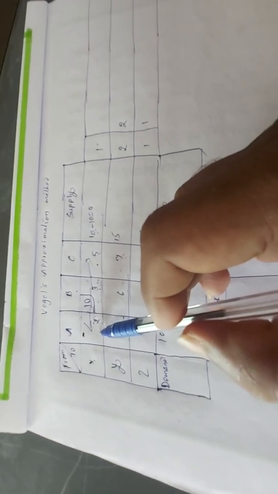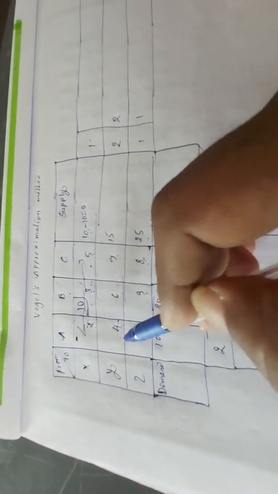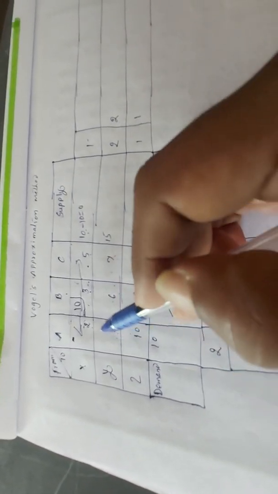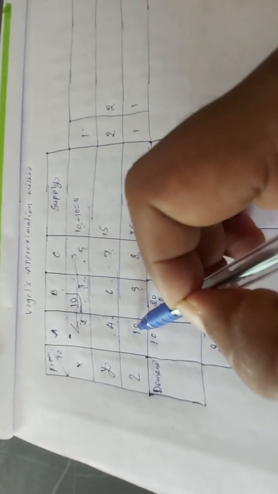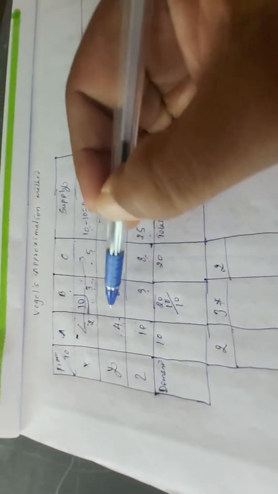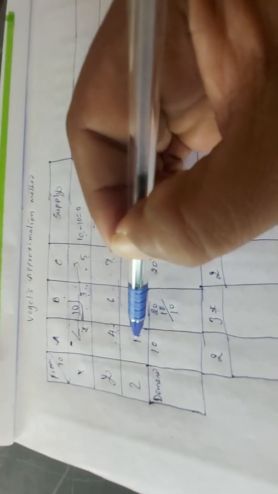In the first column, the first cell has been eliminated, so we don't need to consider the value of this cell because it has been eliminated. So only 2 cells are left, 4 and 10. This is the first minimum, this is the second minimum. 10 minus 4 is equal to 6.